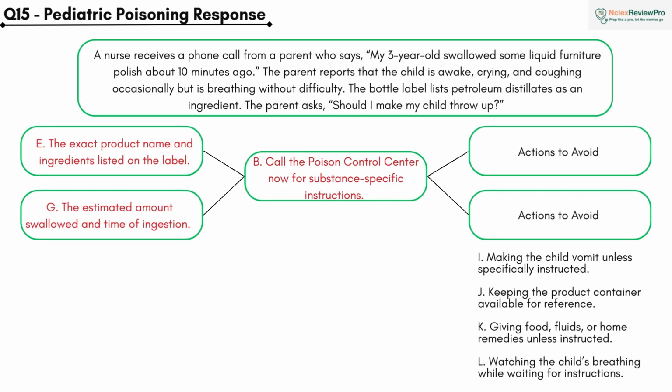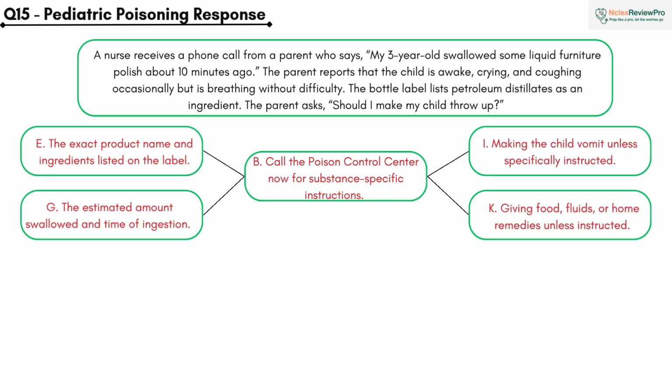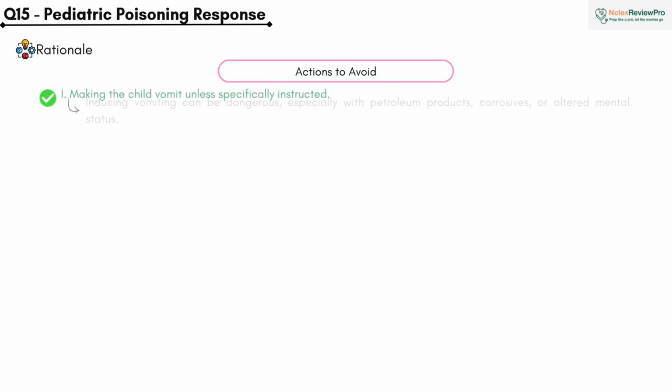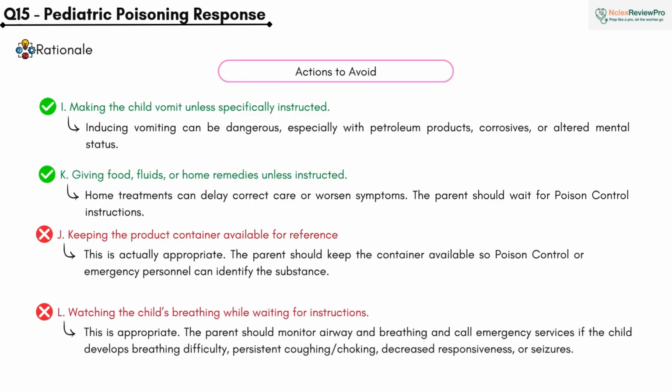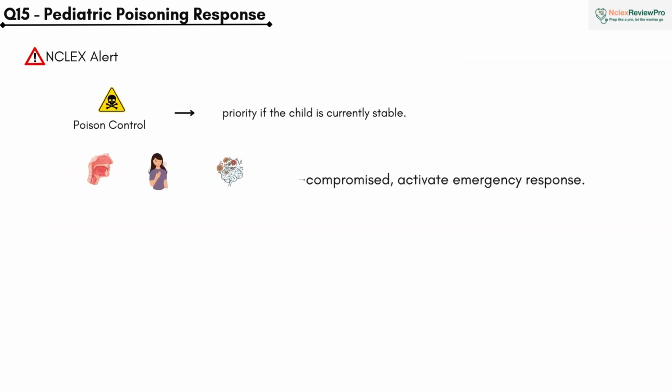For the actions to avoid, the correct answers are option 1 and option K. The parent should avoid making the child vomit unless specifically instructed, and should avoid giving food, fluids, or home remedies unless instructed. These actions can worsen symptoms, increase aspiration risk, or delay correct care. Keeping the product container available is actually appropriate because poison control may need the label information. Watching the child's breathing is also appropriate while waiting for instructions. Now here is the NCLEX alert.